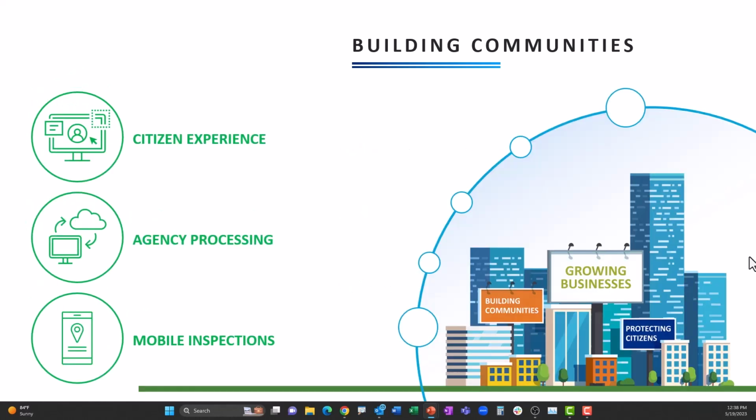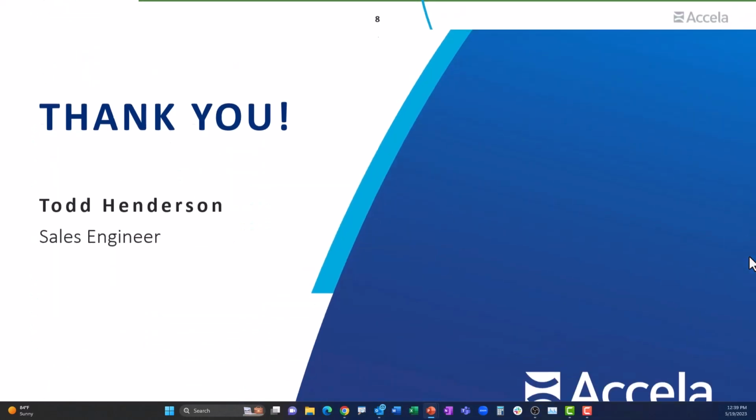With this, we can see when it comes to building permits, our citizen experience, our agency processing, and mobile inspections increase efficiency, transparency, and accountability.